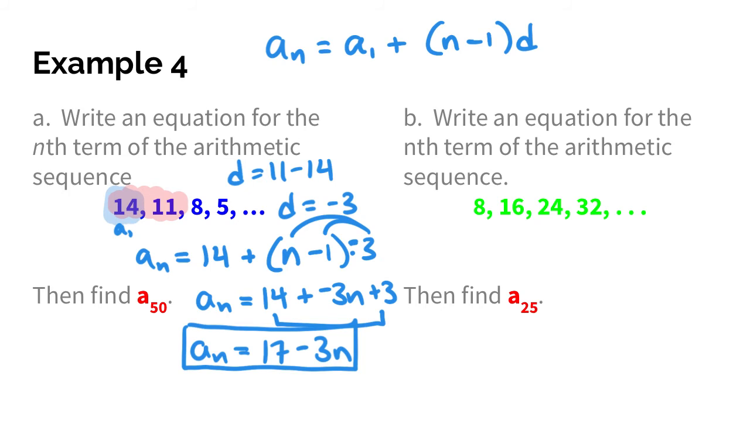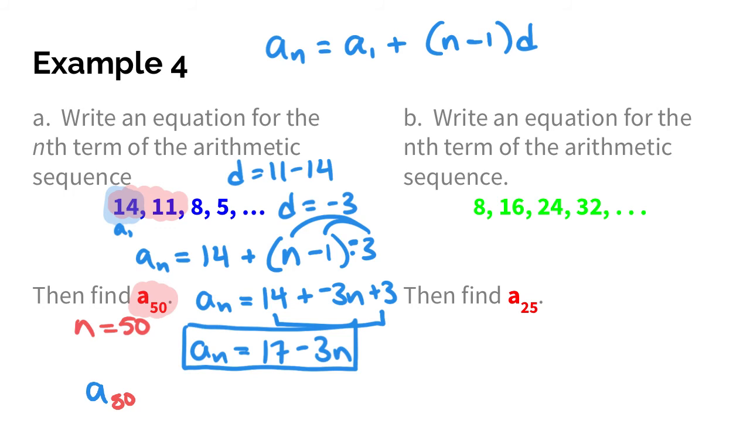My goal then would be to find the 50th term. So to find the 50th term, all I'm going to do is take the number 50 and plug it in where n goes. So again, what we're finding is the 50th term. So instead of a sub n, I'm going to write a50.